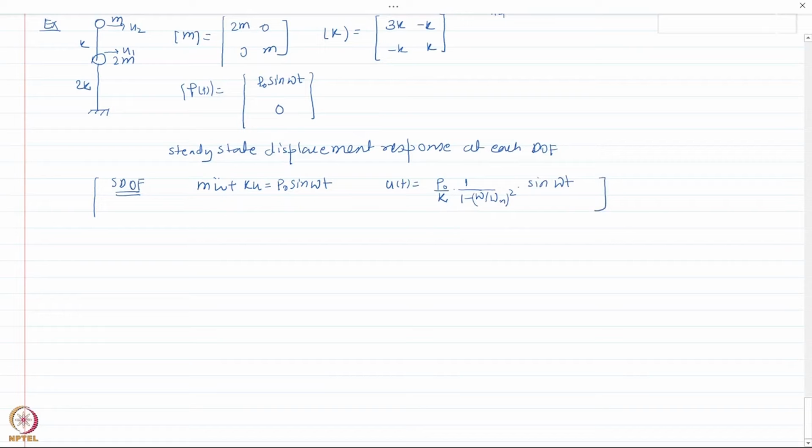We are going to utilize this, but now remember we are solving in terms of modal coordinates q1 and q2 here, not u. So just keep that in mind.